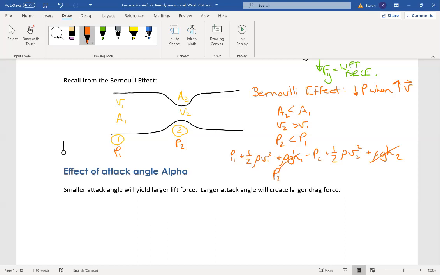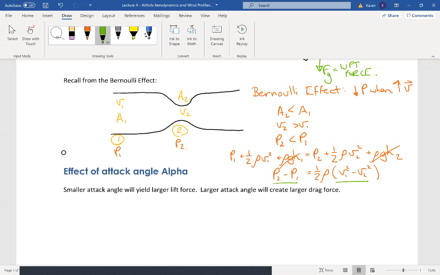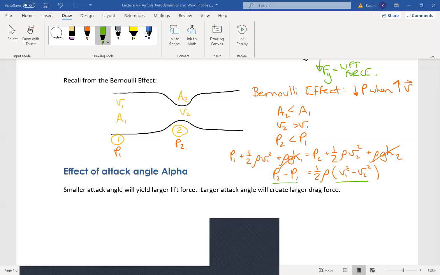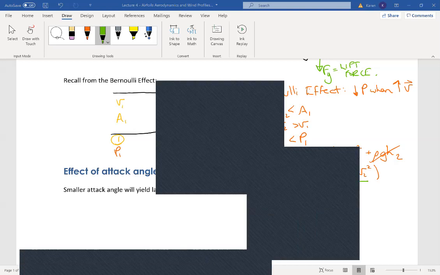We could rearrange this and say that P2 minus P1 equals 1/2 rho, which are constants, times V1 squared minus V2 squared. And from this equation, if you sit and take some time with it, you can see that these are sort of opposite of one another, that when velocity increases, then pressure decreases. So that's where the relationship between pressure and velocity comes from, which is very relevant as you're looking at the conditions around a wind turbine blade.